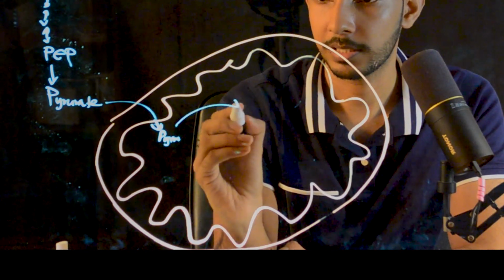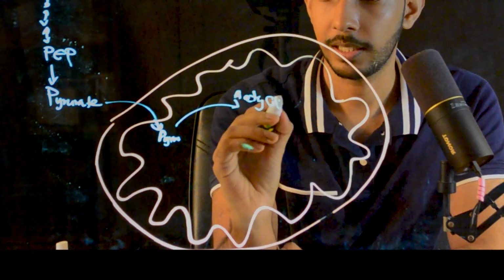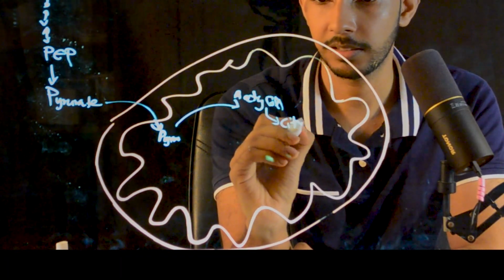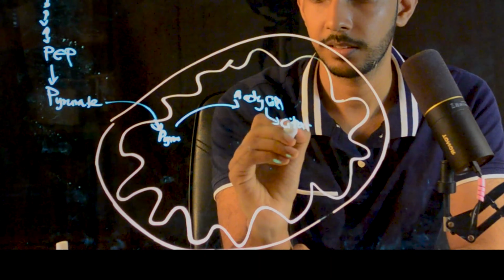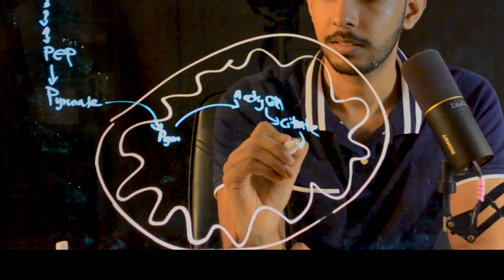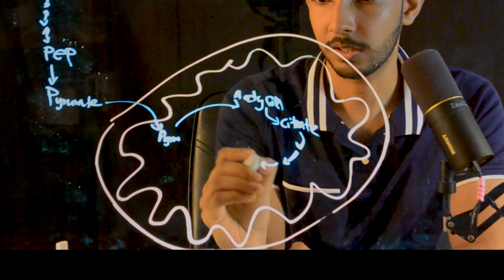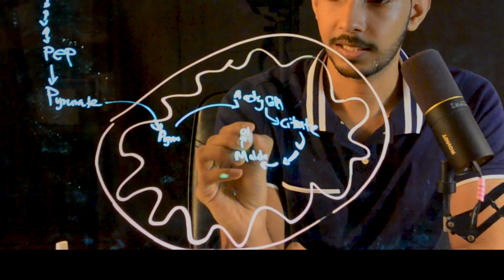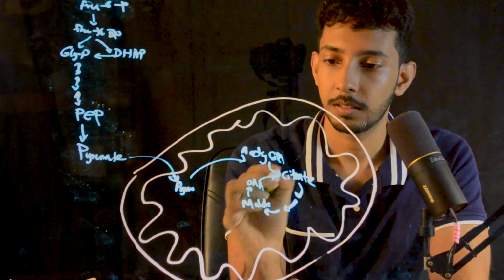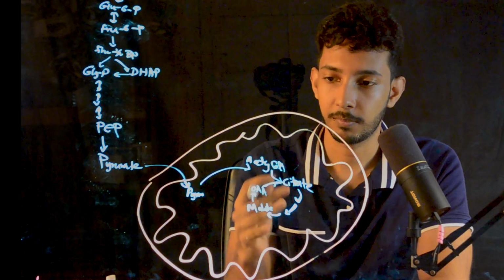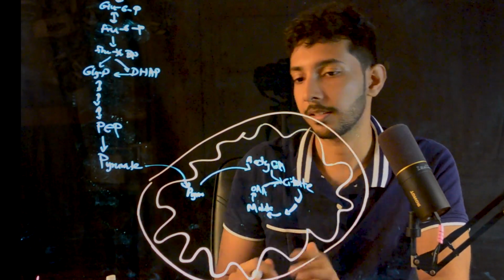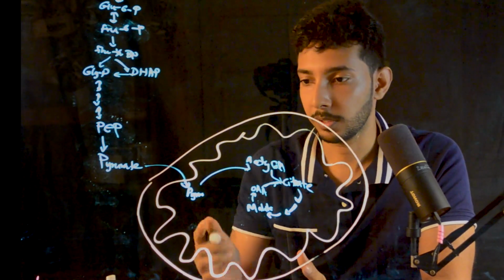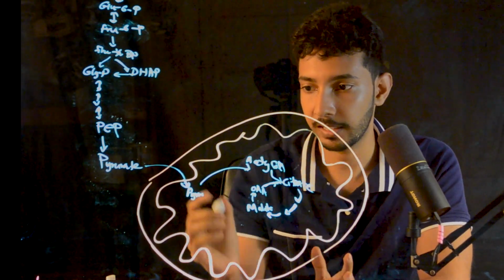Pyruvate gets converted to acetyl-CoA. And then we have the Krebs cycle here, the citric acid cycle: citrate, and it goes through a series of reactions. We have malate, oxaloacetate. Oxaloacetate gets combined with acetyl-CoA to form citrate. This is the normal citric acid cycle. You're wondering why I'm talking about this, because the substrates of the citric acid cycle play a role here.